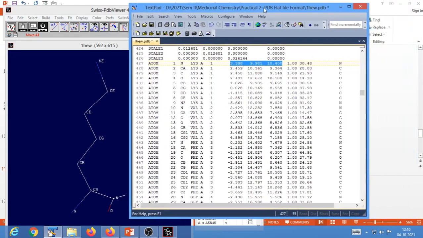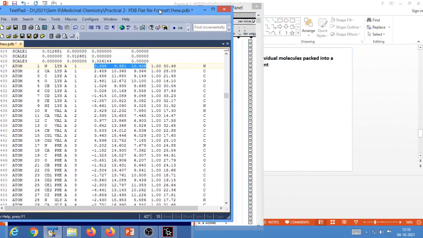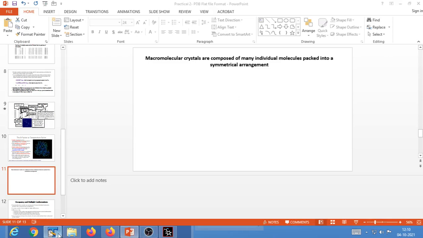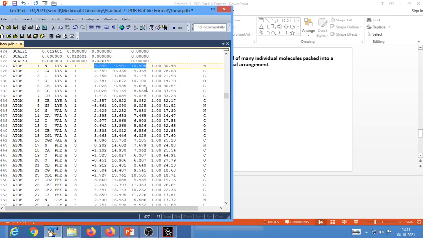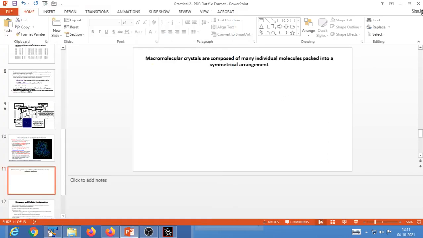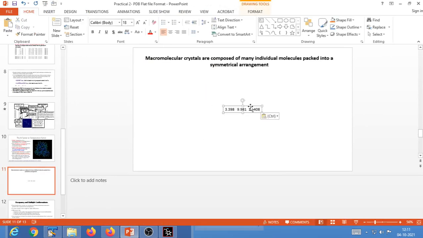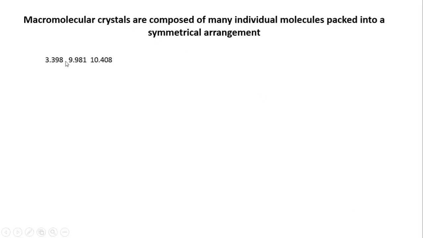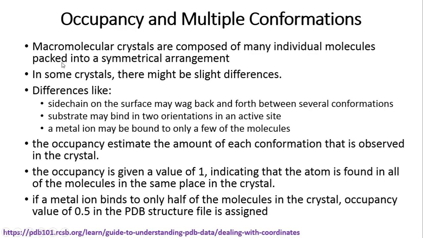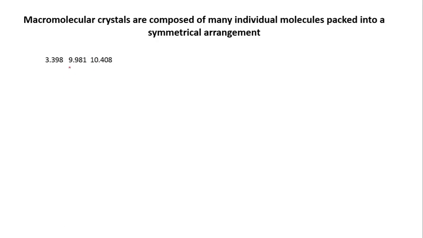So what these coordinates mean is simple. Let us copy this and paste it over. So here are the x coordinate, y coordinate, and z coordinate. These coordinates are for your first nitrogen atom. So what do the x, y, and z coordinates actually mean?